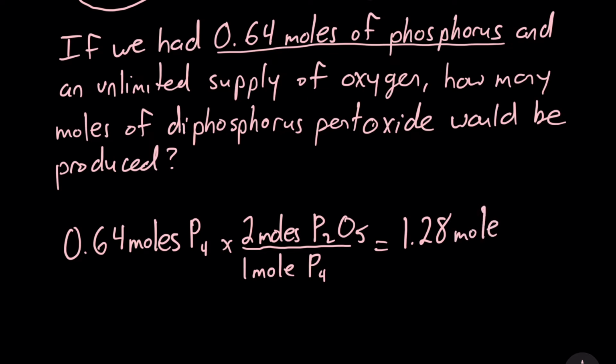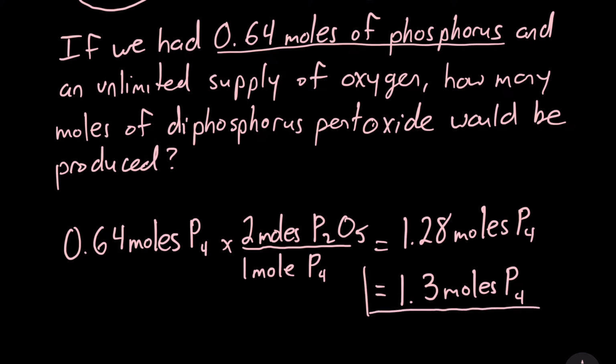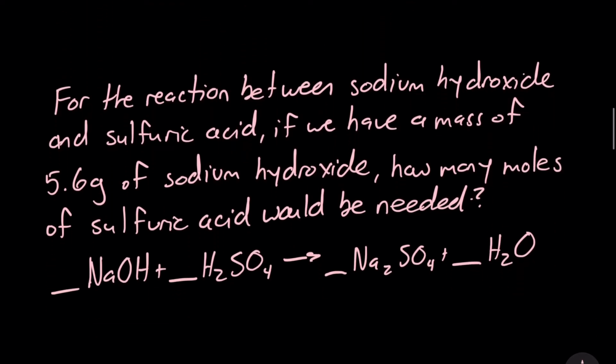1.28 moles of P4. And in this unit, we are doing significant figures, so we will have to round up there to 1.3 moles of P4. And that should be our answer there. Sig figs are good. We just had one conversion to do, so that looks good to me. All right, let's scroll down to our next example.